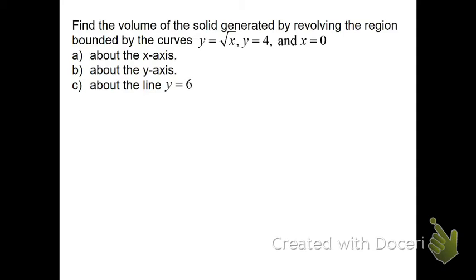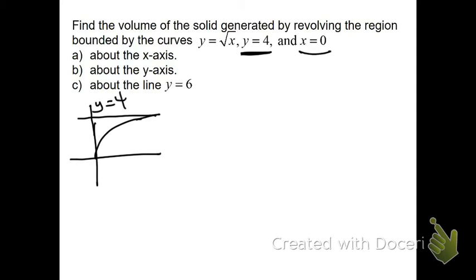Okay, so here we go from the top. The square root of x, you should know that graph is this. Y equals 4. Be very careful about those horizontal and vertical lines. That goes through the y-axis at 4. So that's going to go here somehow. That's y equals 4. And x equals 0 is the y-axis. So this is my shaded region.